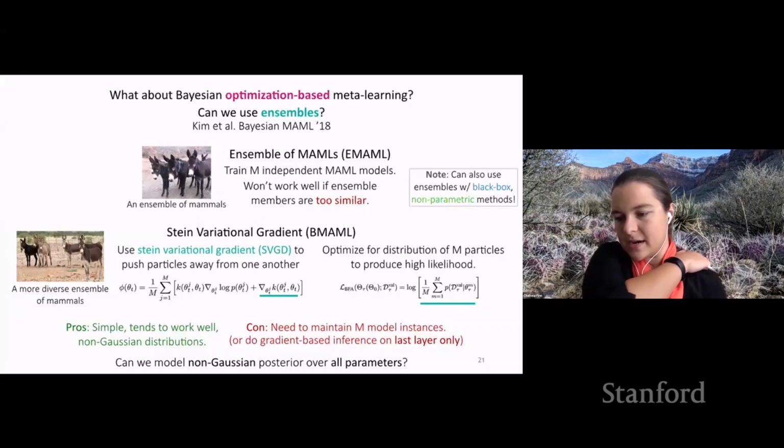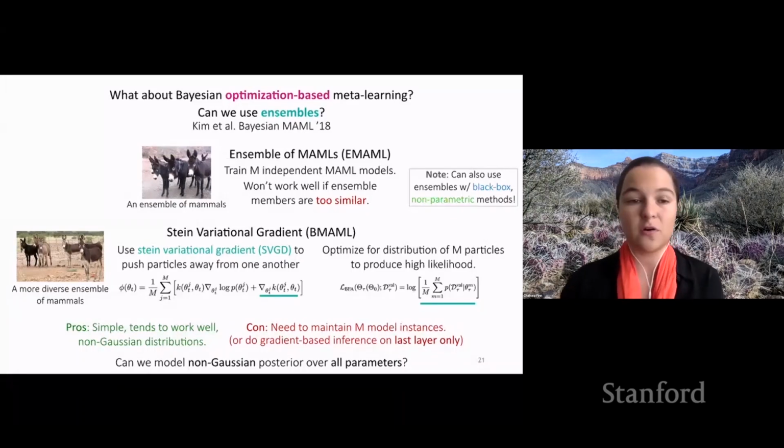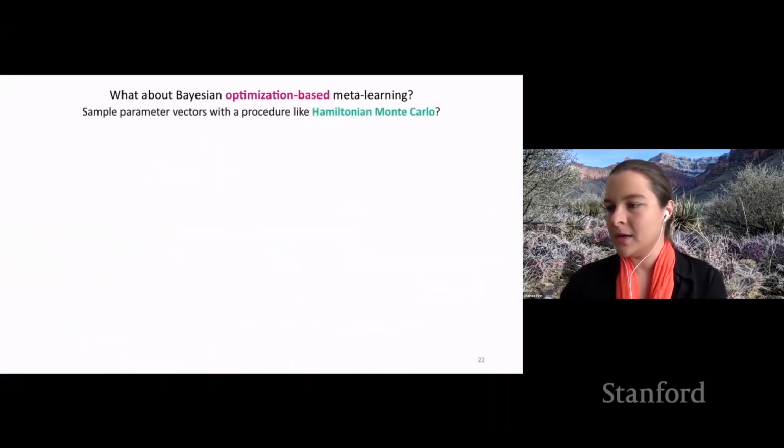Then lastly, I want to talk briefly about whether we can model a non-Gaussian posterior over all parameters. And we want to think about sampling parameter vectors with a procedure like Monte Carlo.